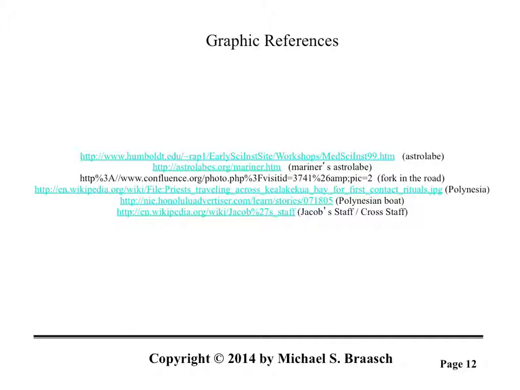However, we haven't said anything about longitude. So these star sightings work for determining latitude north-south, but how are we going to determine longitude? How do we determine east-west? And it turns out for that, what you really need is a good clock, and we'll talk about that in the next part.